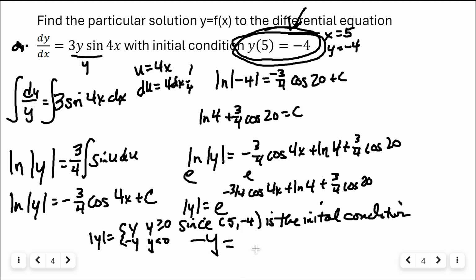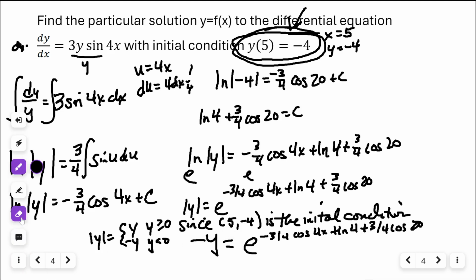So now the -y is equal to e to the -3/4 cosine 4x plus ln 4 plus 3/4 cosine 20. And now if you'll allow me, I need to take this negative and move it over there. So I got to multiply both sides by -1. Or what I'm going to do is just erase it, and I am going to put it over there in front. And that's the answer. That's the correct answer.